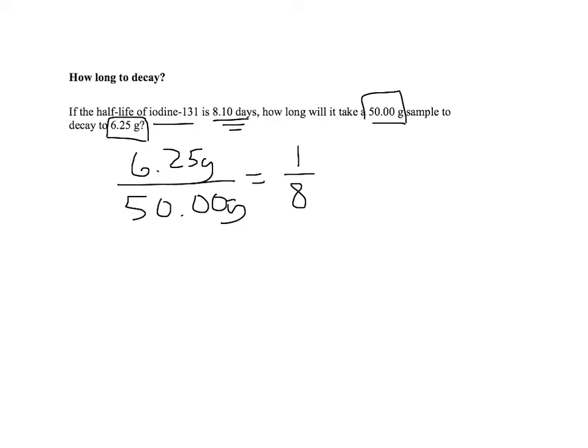So let's go ahead and do that. We'll start with a full sample. We're going to use the arrow method here. So if you have a full sample, we have 1 half-life. I'll just label that as 1. And once a half-life passes, we have half of our sample remaining.